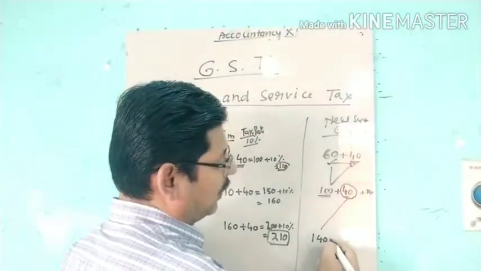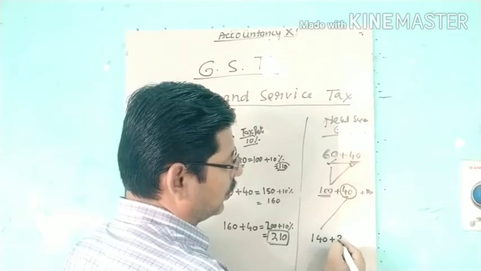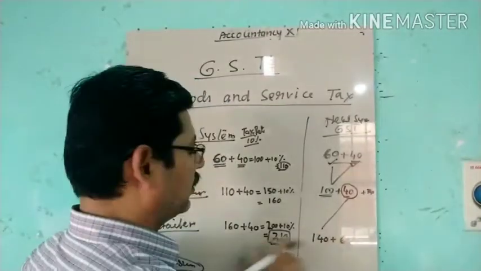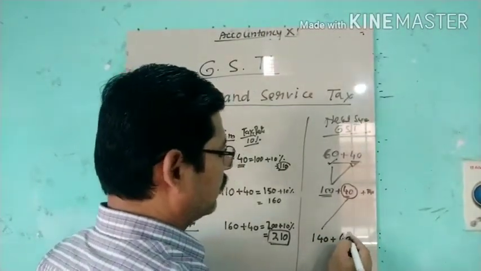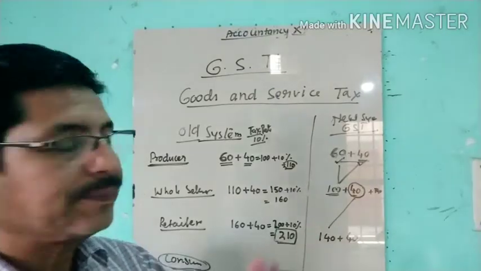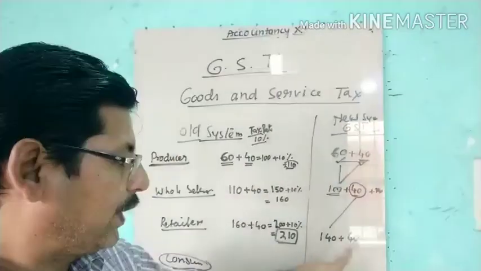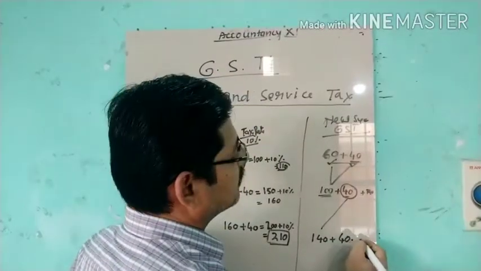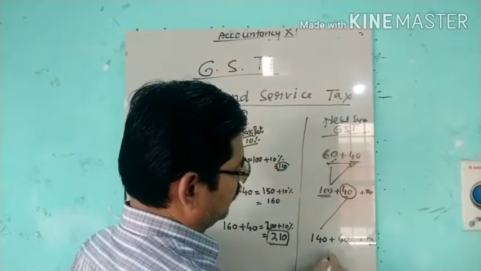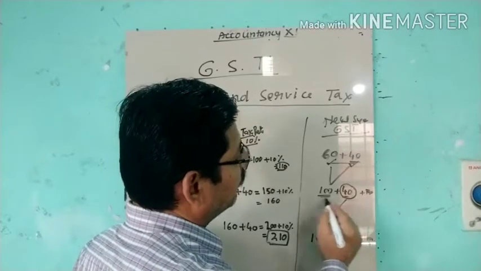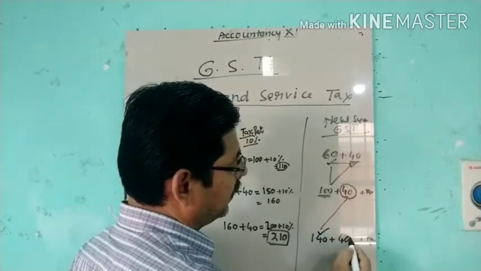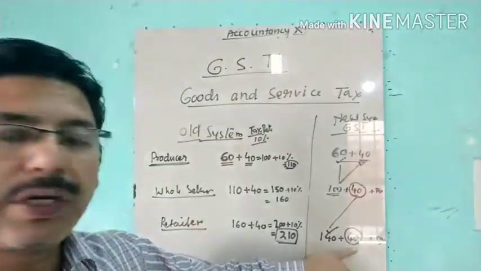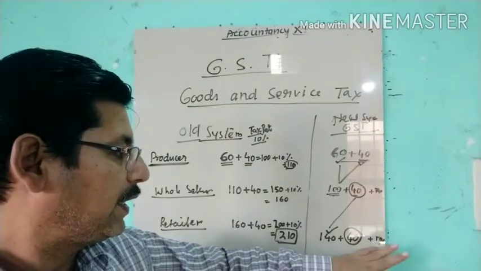Now he wants to sell it for 200 rupees. 200 means 60 rupees profit he wants to make, or say 40 rupees profit he wants to make. So 180 plus the tax amount. Here 140, this has already been taxed. So this amount remains with tax, so tax will be levied on this only. Only 4 rupees of tax will be levied here.